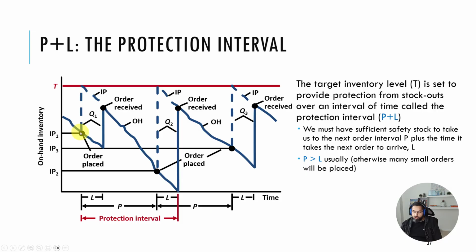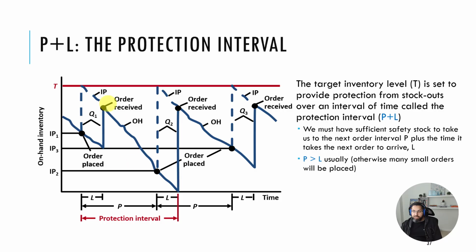But when do I receive Q2? I receive Q2 from this day right here, the start. I receive Q2 after P plus L days. So if I make a mistake in Q1 or order too little, my chance to rectify that mistake in Q2, that correction will arrive not after P days, but after P plus L days. So my Q1 must be sufficient to take me for P plus L days, because the next order Q2 is going to arrive after P plus L days.